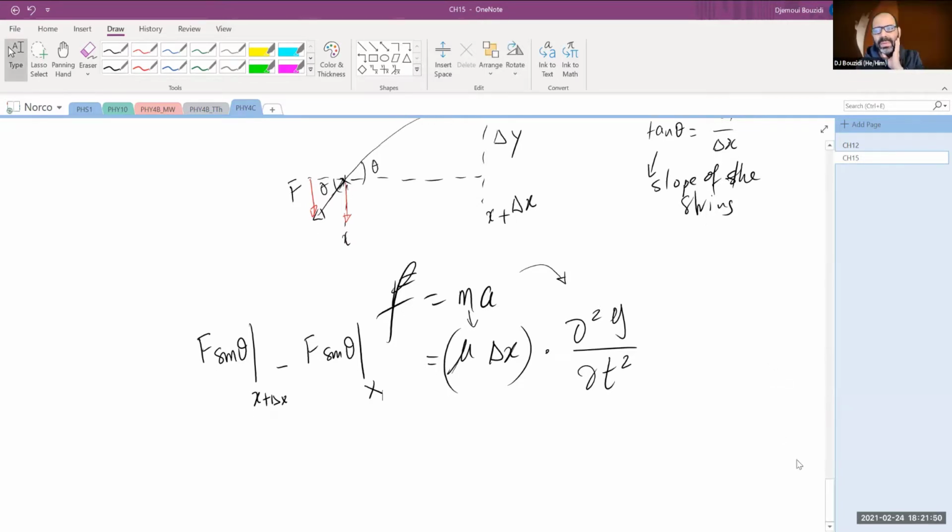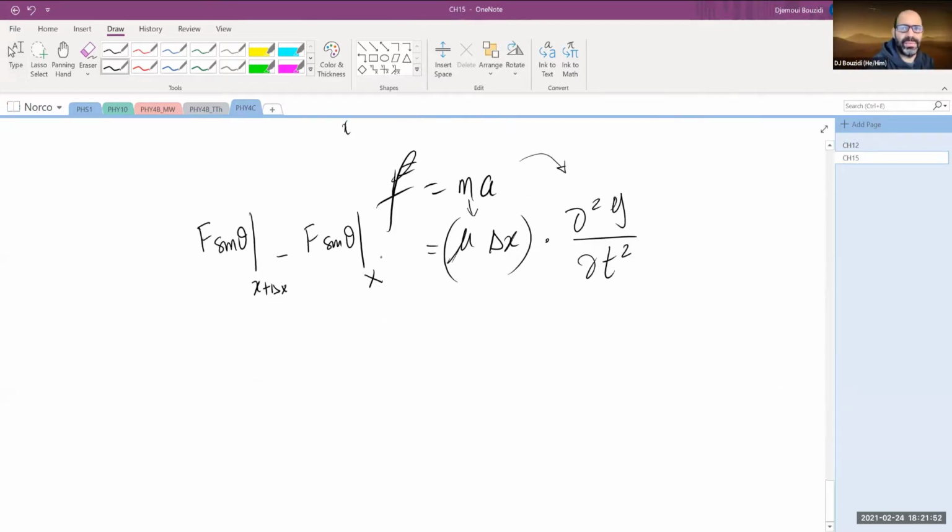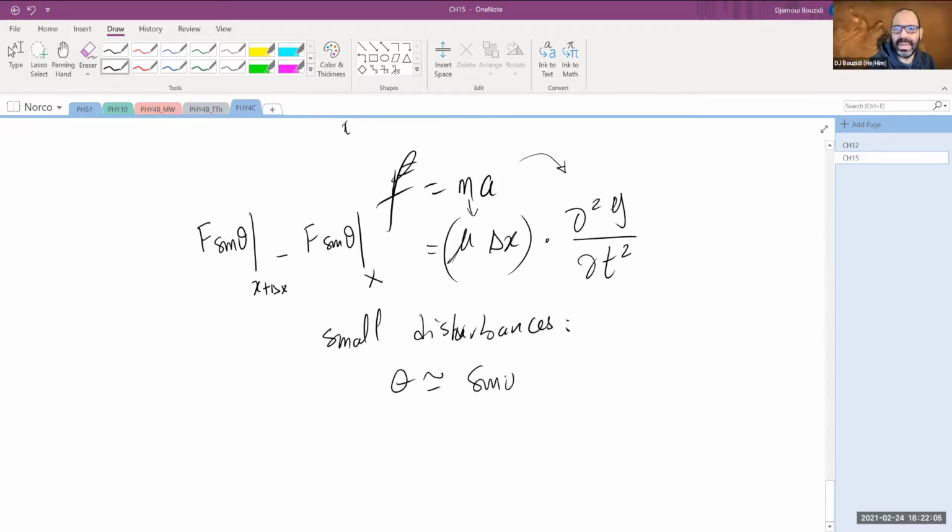I'm going to make an approximation in here. Small waves, just like when we did small oscillations when we were doing the pendulum. Small disturbances require that theta is roughly equal to sine theta, which is roughly equal to tangent theta. Again, because tangent theta is equal to sine over cosine, and cosine theta, when theta is small, is 1.